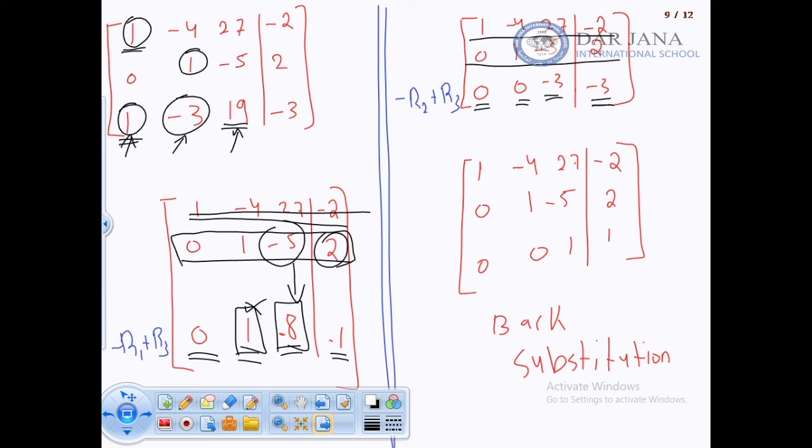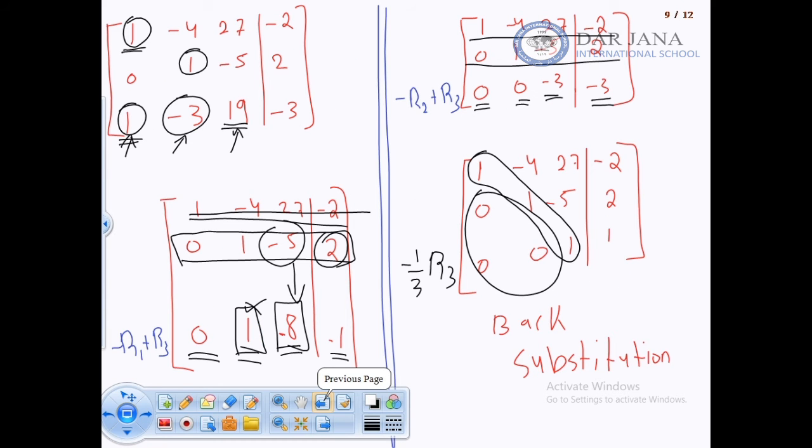Okay. Now, if you notice, let's look at R3. I have 0, negative 3, negative 3. So simply I will multiply R3 by negative 1 over 3. I will have 0, 0, 1. And I reached the echelon form. I have the diagonals as 1 and the numbers under the 1 are zeros. So I will use the back substitution. What do I mean by the back substitution?